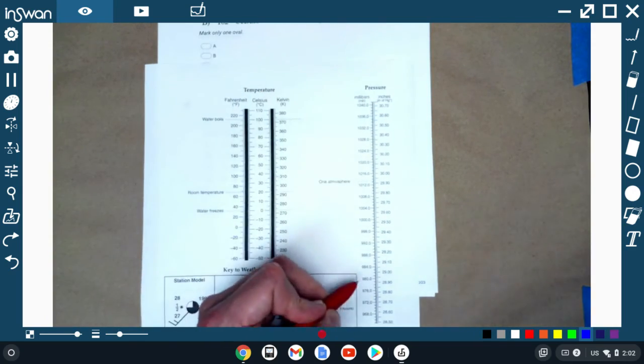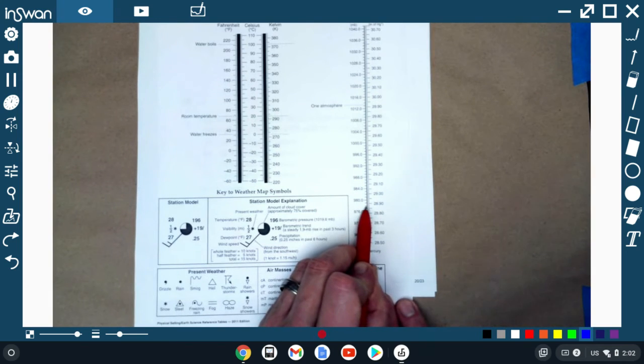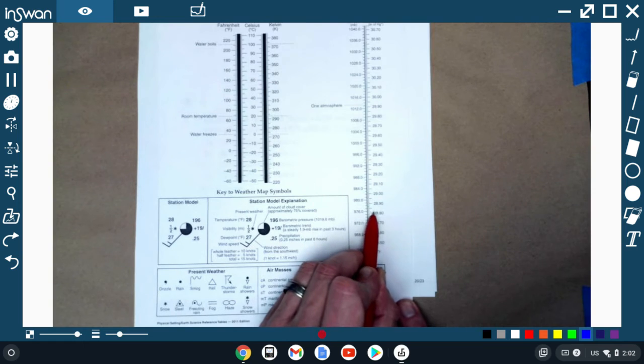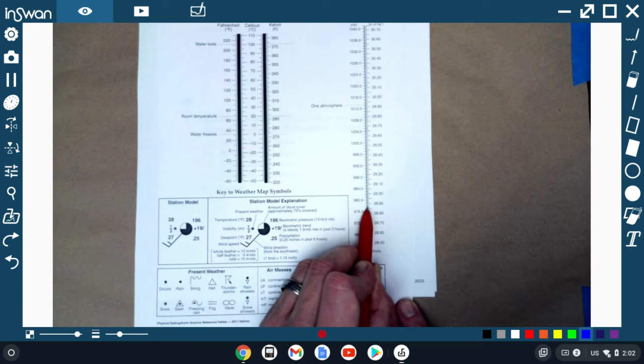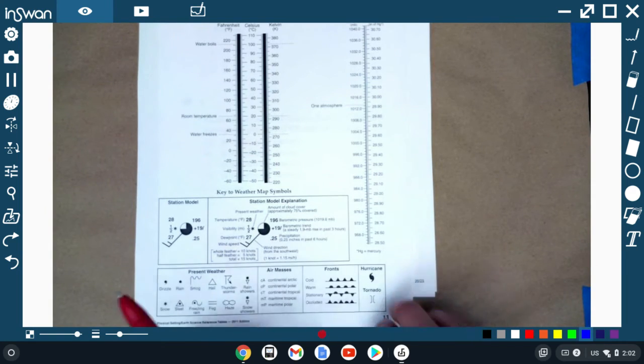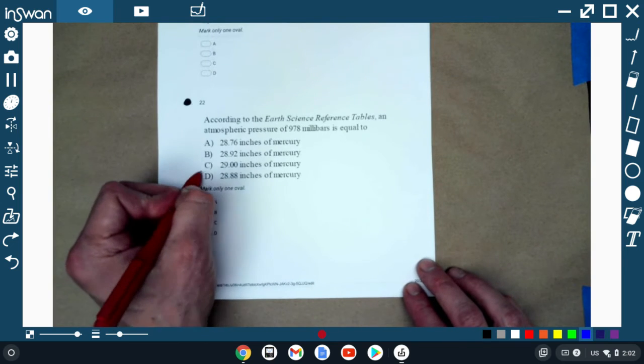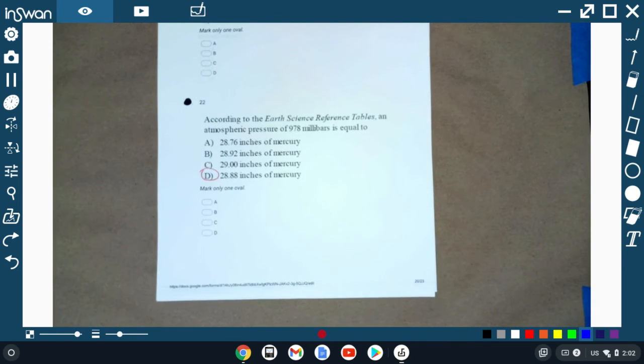So 978. We have 976, 977, and then there's 978. And if I go over, it looks like it's 28.5, 86, 87, 88. So it looks like it's 28.88 inches of mercury, or close to that. And so our answer is, there it is, 28.88 inches of mercury.